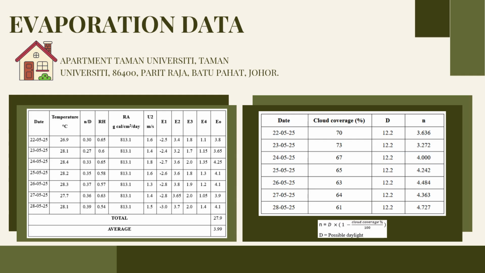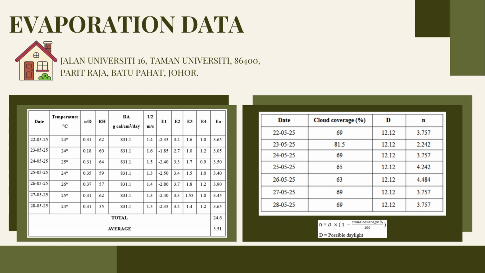The n/D ratio also indicated clear skies, which increased sunlight exposure and evaporation. To find the n value, use the formula n equals D multiplied by (1 minus cloud coverage) divided by 100. Overall, dry air, sunlight, and wind were the key factors contributing to consistent and high evaporation at this site.